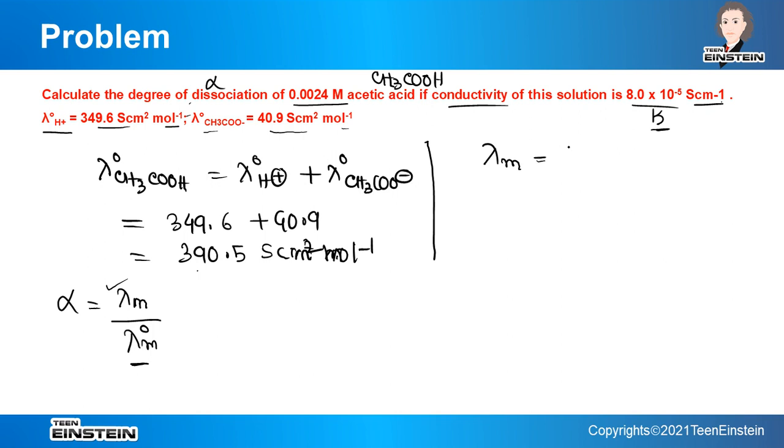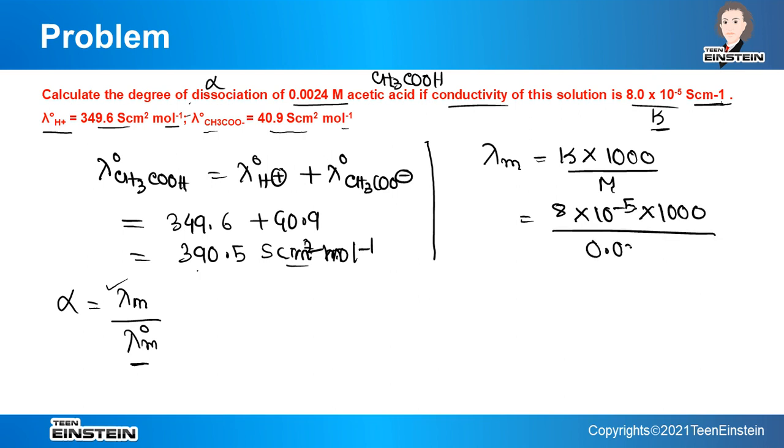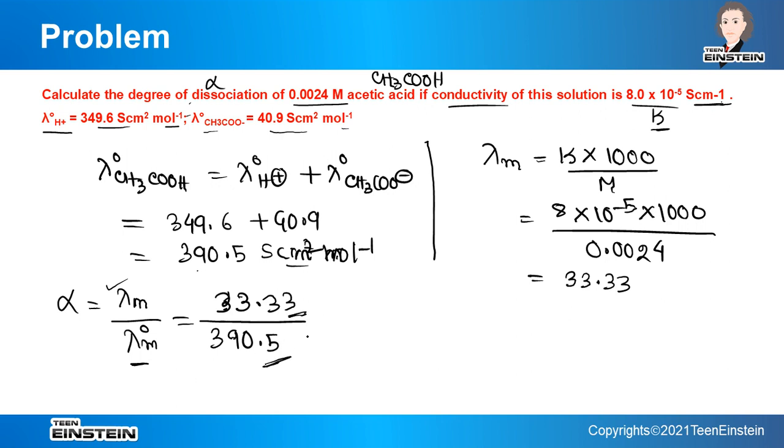Lambda m is 1000 kappa by molarity. Kappa is, be careful about the units, it is in centimeter inverse, so no problem, because this is also in centimeter inverse. 8 times 10 to the power minus 5 multiplied by 1000, molarity is 0.0024. Okay, so this will be, so put it here, 33.33 divided by 390.5. Okay. So see, this value is so low compared to this one because this is at infinite, so obviously it will be low, and this is equal to 0.085. So if you take the percentage, it will be 8.5%.